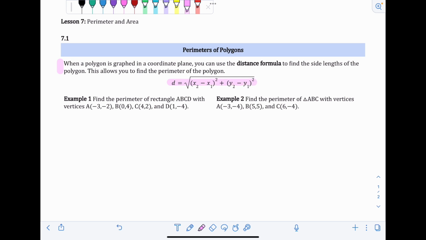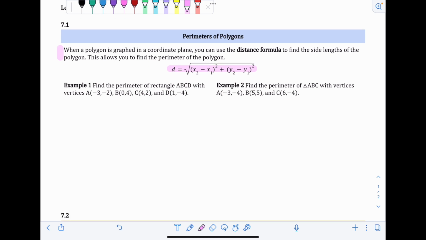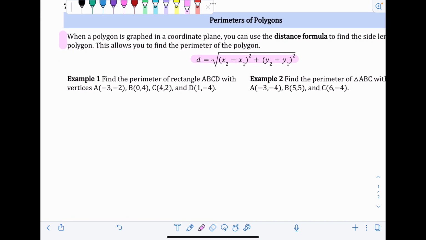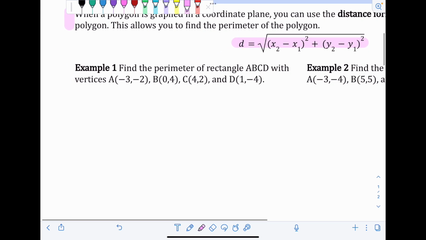Starting with example 1, find the perimeter of rectangle ABCD with vertices at A, which is (-3, -2), B, which is (0, 4), C, (4, 2), and D, (1, -4). I think it's really helpful to draw a picture, even if you're not necessarily graphing the rectangle itself, just physically drawing out a rectangle. I think it just makes life easier.